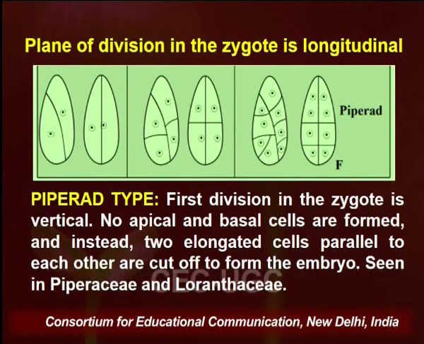Instead, two elongated cells are formed, and these two elongated cells lie parallel to each other, and they cut off to form the embryo. Now, there will be further divisions which take place in these two cells, which are formed by a longitudinal division, and subsequent divisions lead to the formation of a full-fledged embryo.